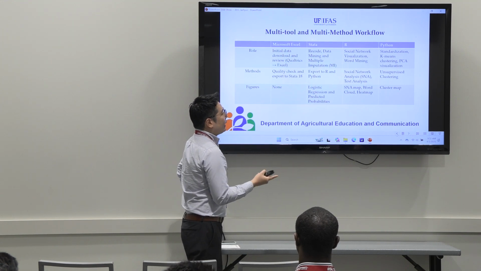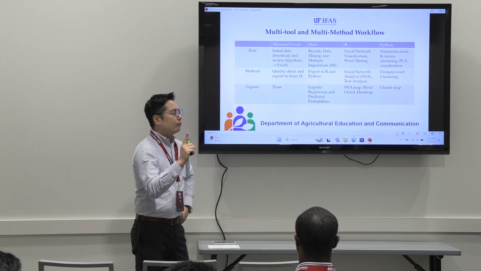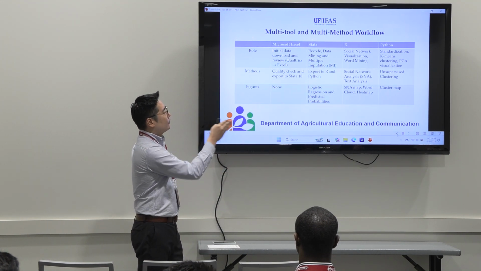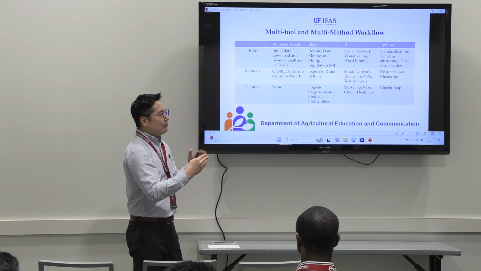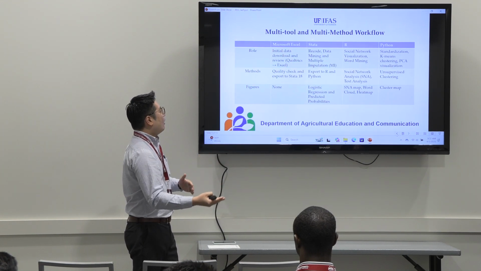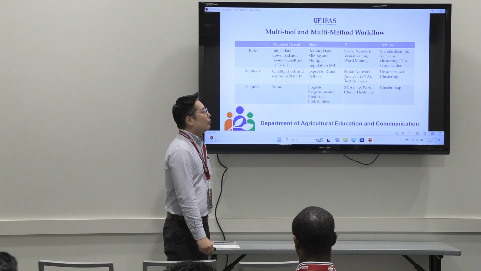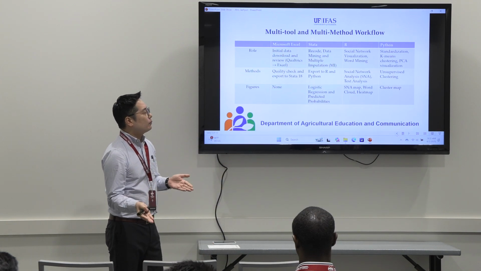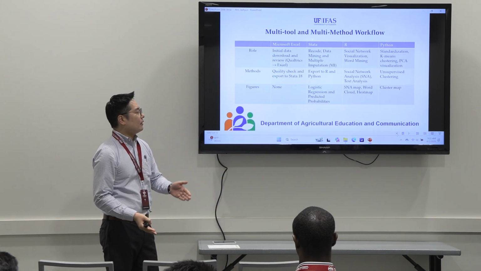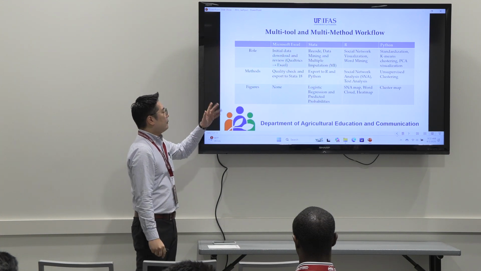Afterwards, I exported the Stata file to R and Python for different purposes. R is for social network visualization. It's really good for visualizing the social network, and I also built the word cloud using R. The Python work is clustering, so unsupervised learning, right? Unsupervised clustering, and the figure is basically a cluster map.